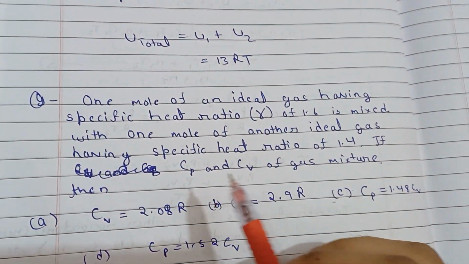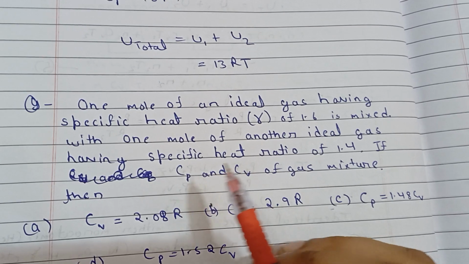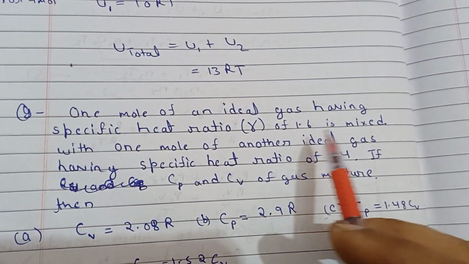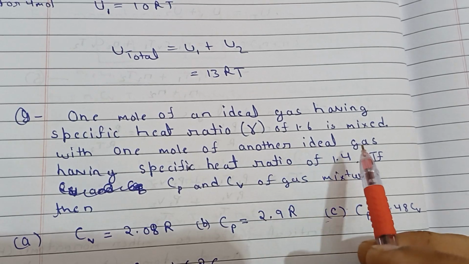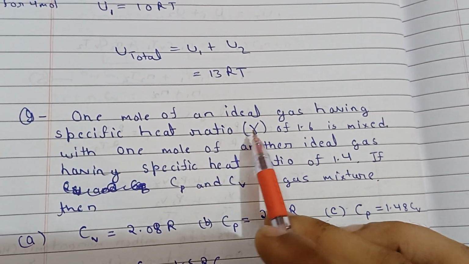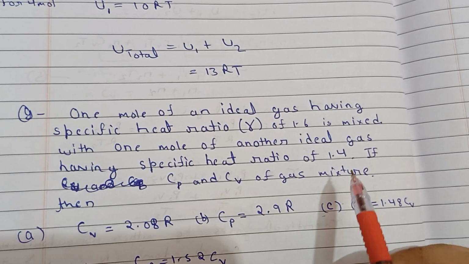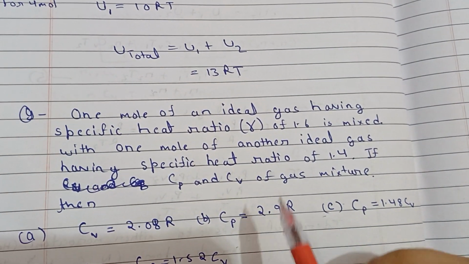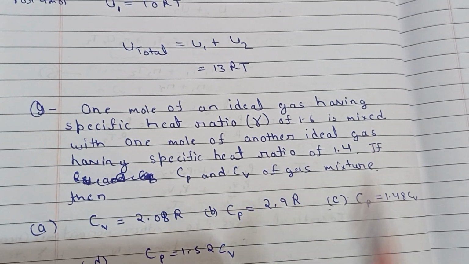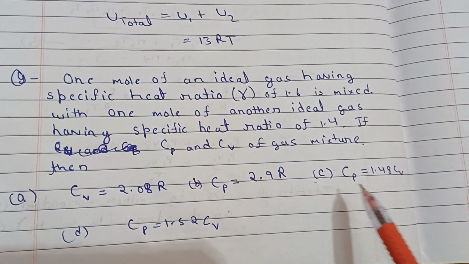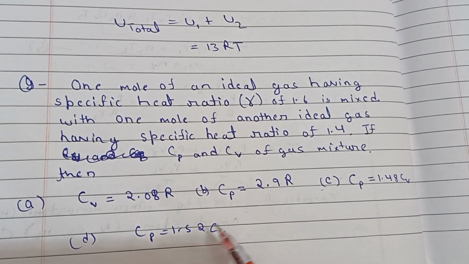Now there is one more question. 1 mole of an ideal gas having a specific heat ratio, also called the adiabatic index gamma, of 1.6 is mixed with 1 mole of another ideal gas having a specific heat ratio of 1.4. So gamma 1 is 1.6, gamma 2 is 1.4. If Cp and Cv are for the gas mixture, we need to find the relation between Cp and Cv of the mixture. These are your options: Cv 2.08 R, Cp 2.9 R, Cv 1.48 Cv, Cp 1.52 Cv.